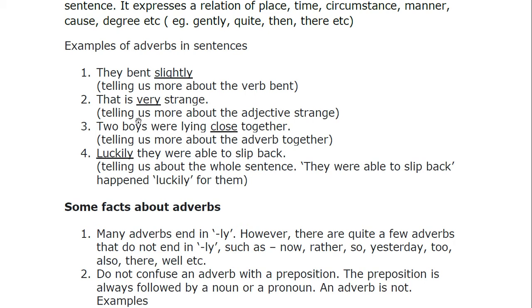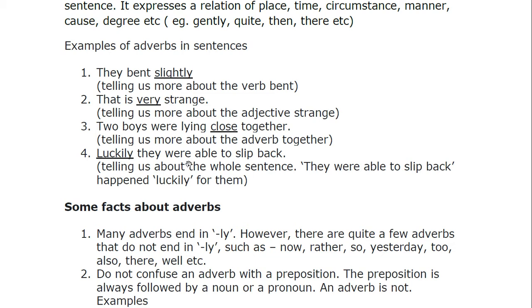Two boys were lying close together. Here, the adverb is close. So it tells you more about the adverb together. Now, together itself is an adverb. They were lying where? Together. How they were lying? They were lying together. Now, how were they lying together? Close. So this close is telling you more about this adverb together.